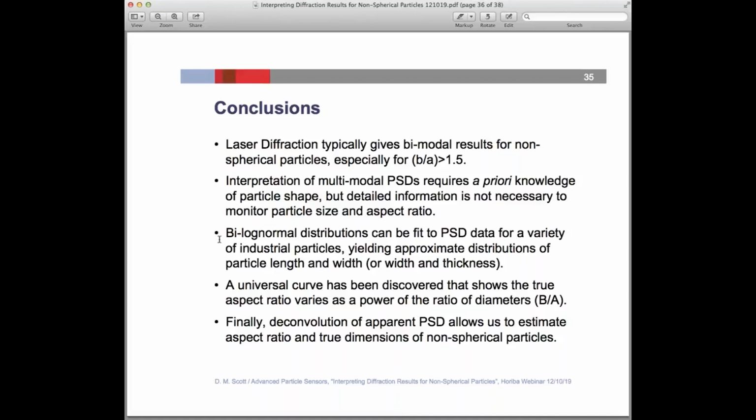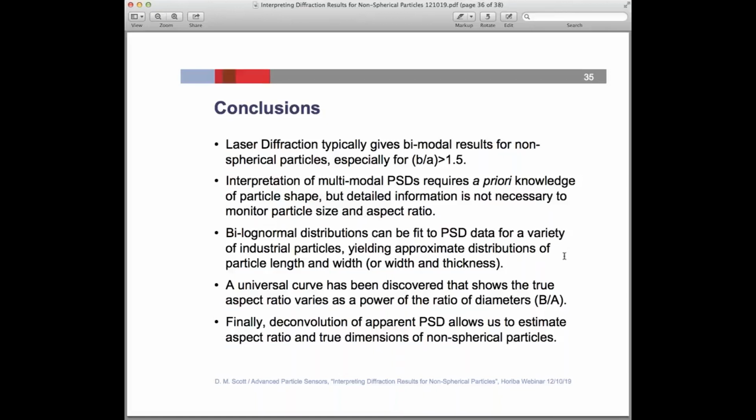Thirdly, bi-log normal distributions can be fit to the PSD data for a variety of industrial particles. It doesn't work 100% of the time, but it works like 99 or 95% of the time. And if you can do that, then you can get approximate distributions of particle length and width, or of width and thickness, depending upon the geometry that you're looking at.